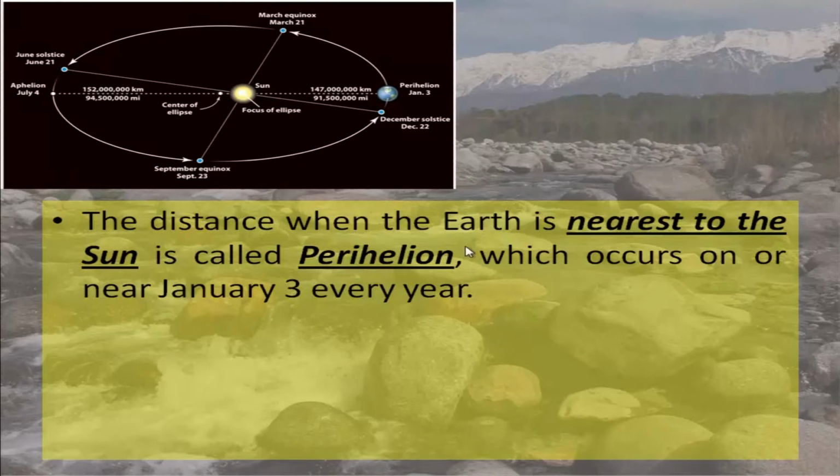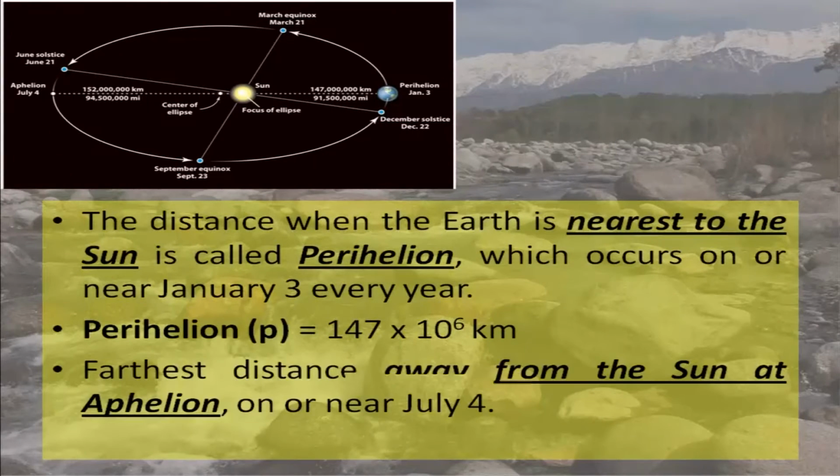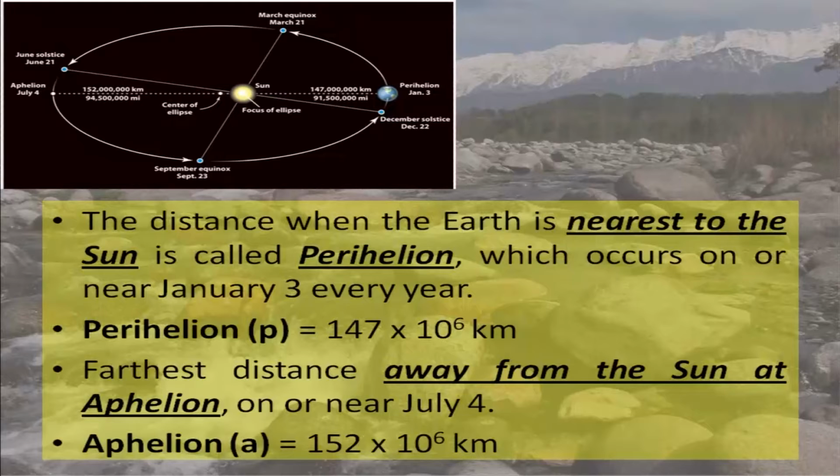So the distance when the Earth is nearest to the Sun is called Perihelion, which occurs on or near January 3rd every year, whereas the farthest distance away from the Sun, Aphelion, occurs nearly around July 4th. So this is the distance given at the time of Perihelion and at the time of Aphelion. What will be the distance from the Sun?